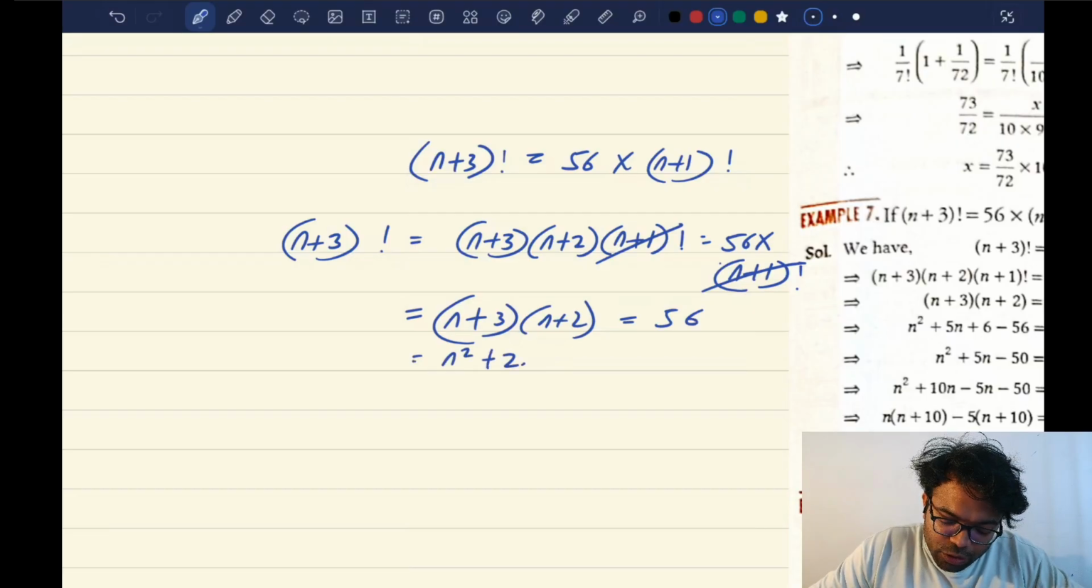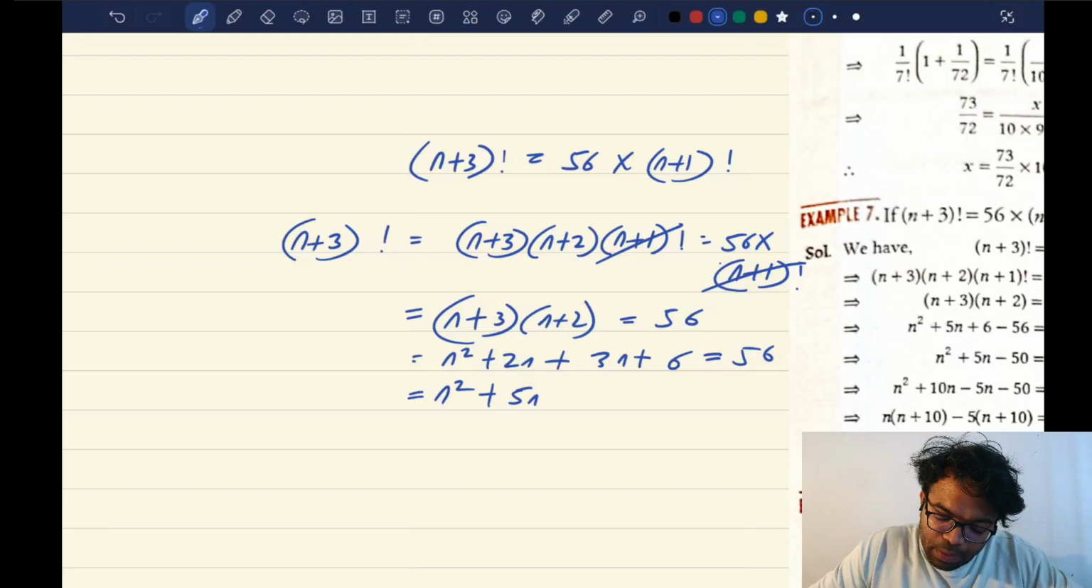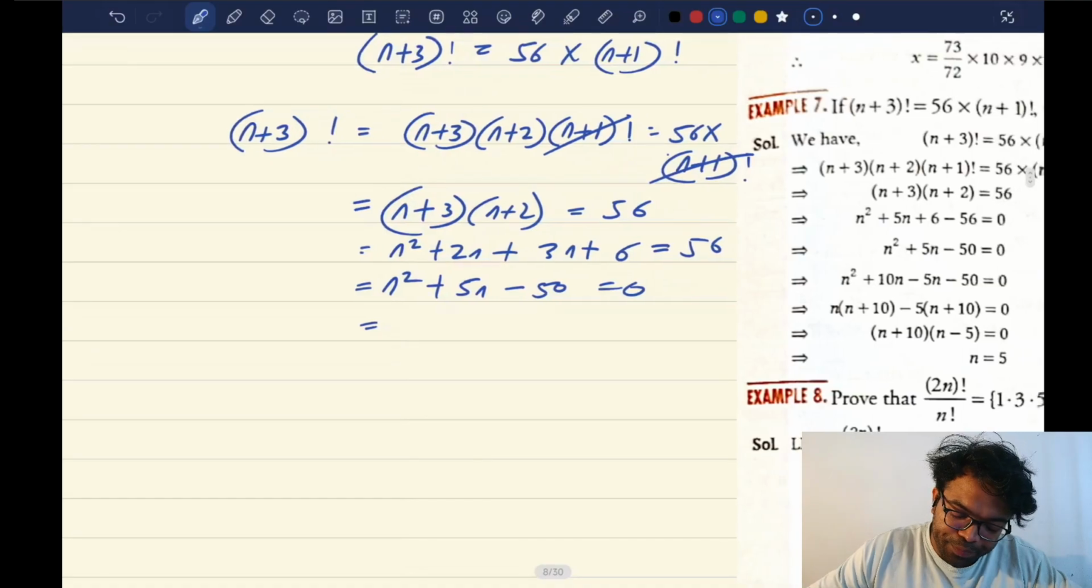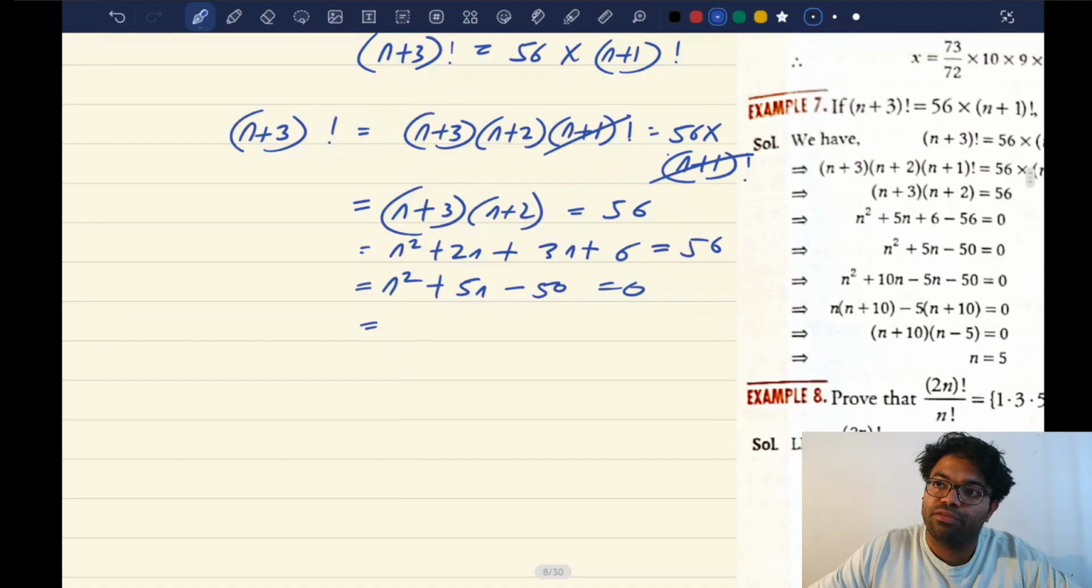n square plus 2n plus 3n plus 6 is equal to 56. So n square plus 5n plus 6 minus 56, which is minus 50, is equal to 0. So you will get two solutions for this equation. What are they? 50 and 5. How do I get 50 and 5?